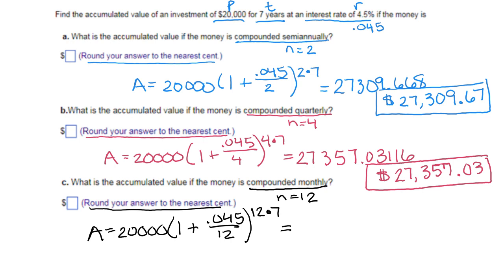Now don't look at that as 12.7. Make sure you do a multiplication symbol in there. That's another mistake that happens when you go too quickly. So in the calculator, we're getting 27389 decimal 045.1, and this will round to the nearest cent. $27,389.05.